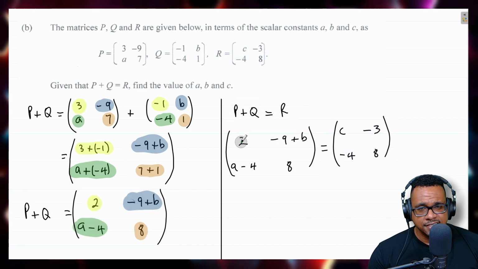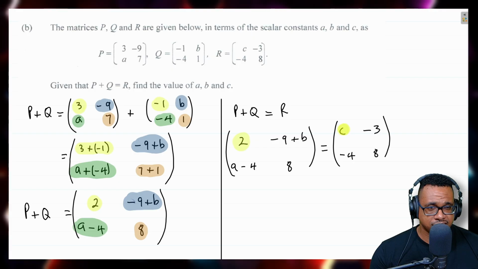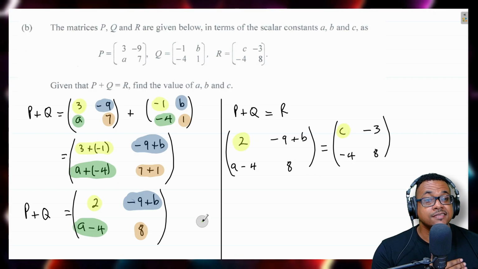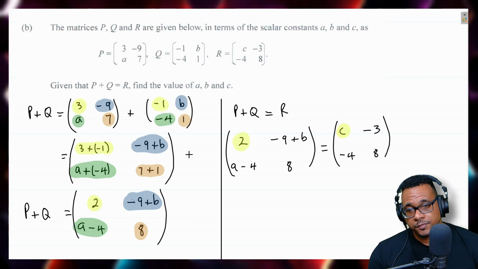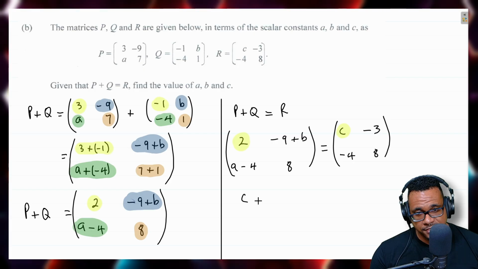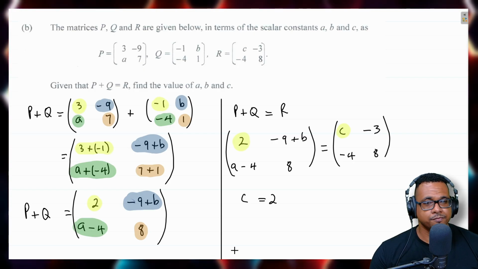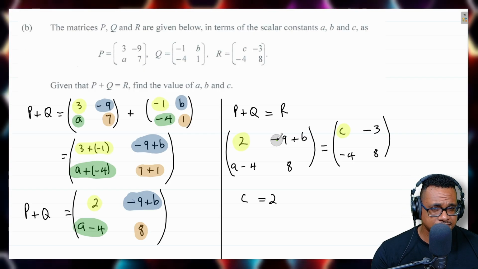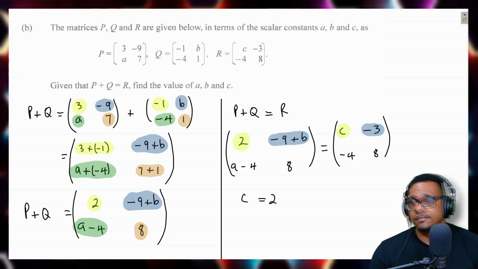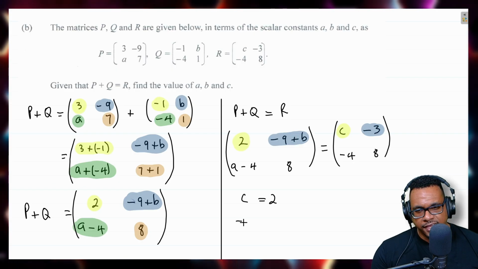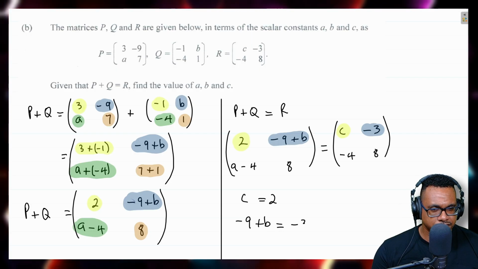Now we are clearly seeing that this 2 is in the same position as the C. So that will mean C is equal to 2. So straight off, we can see that C is equal to 2. Then we are seeing that this negative 9 plus B is in the same position as this negative 3. Therefore, negative 9 plus B is equal to negative 3.